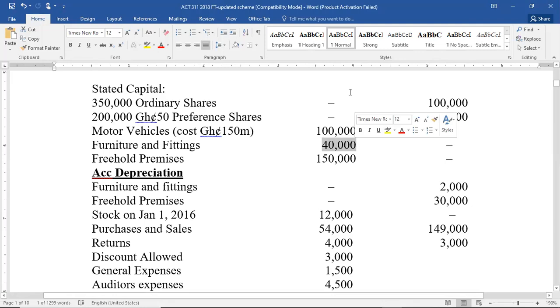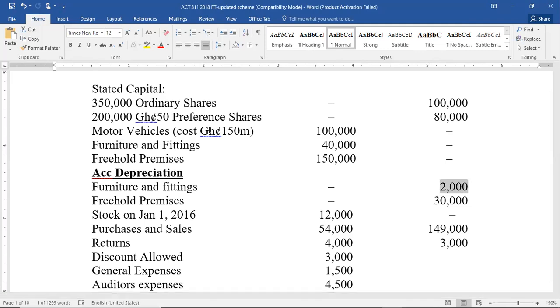there was an accumulated depreciation of 2,000, which is here. And you have also calculated another 2,000 for furniture and fittings. So accumulated depreciation under furniture and fittings is going to be 4,000. So you have cost 40,000. You have accumulated depreciation of 4,000. So how much is going to be your net book value for furniture and fittings? 36,000. 36,000. Fantastic. Then go to premises.